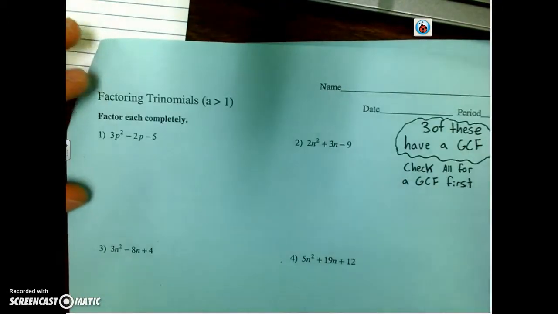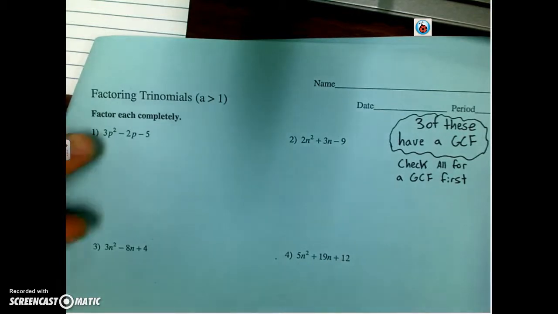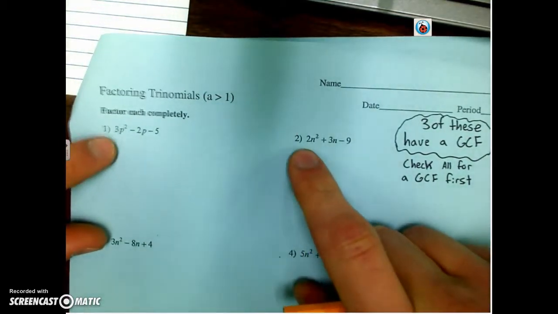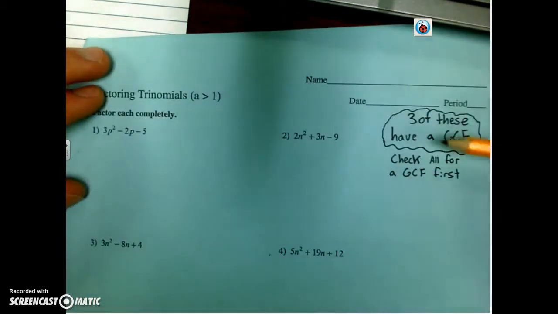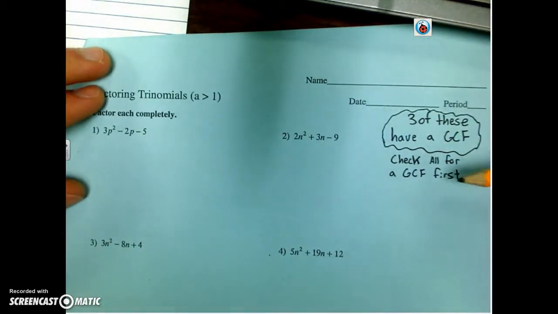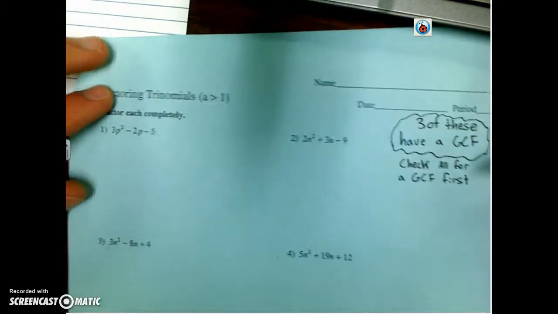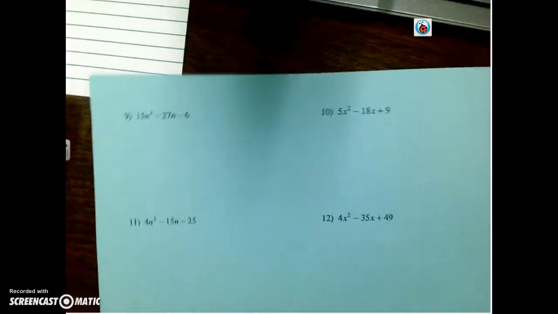Now the last page is just our factoring trinomials when we do have a number out in front. What it's saying is that 3 of these have a GCF. Always check for a GCF first. So somewhere within these problems, there's 8 here on the first page, and several more on the back page. 3 of them will have a greatest common factor, and you'll have to look.